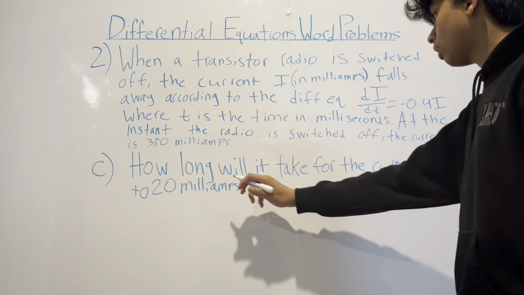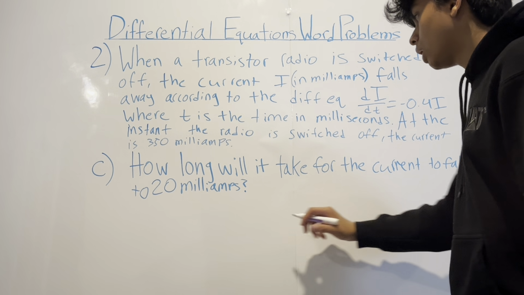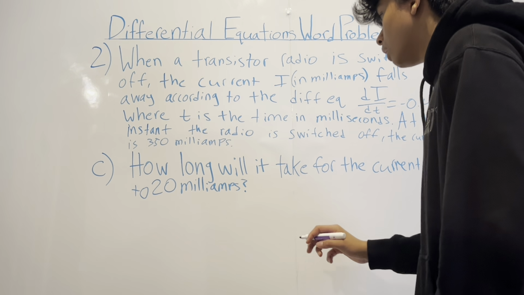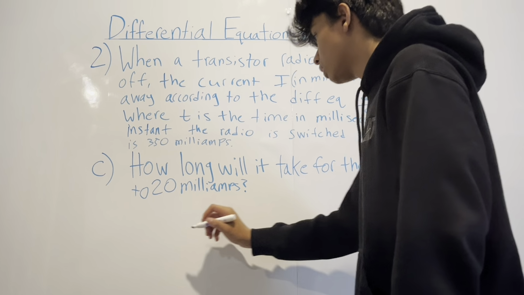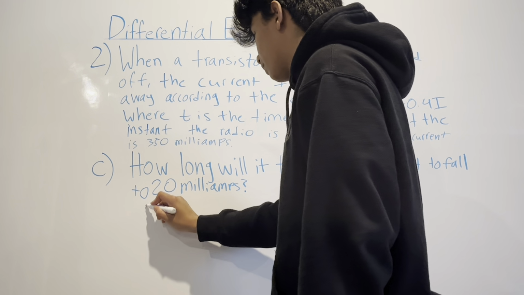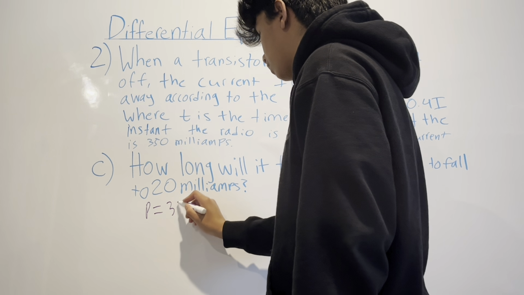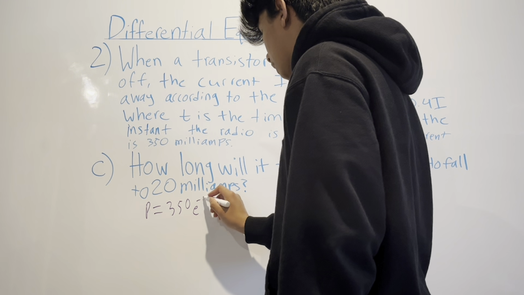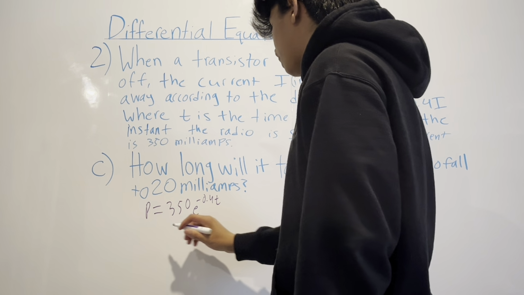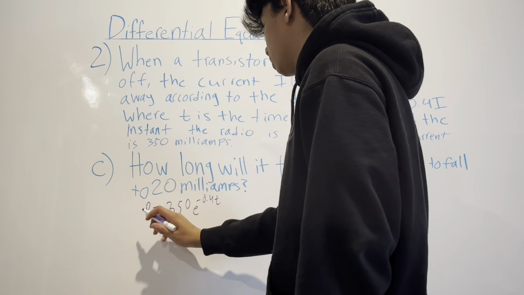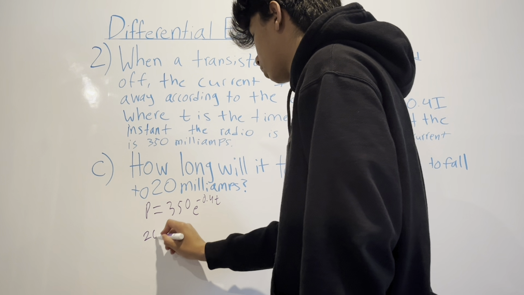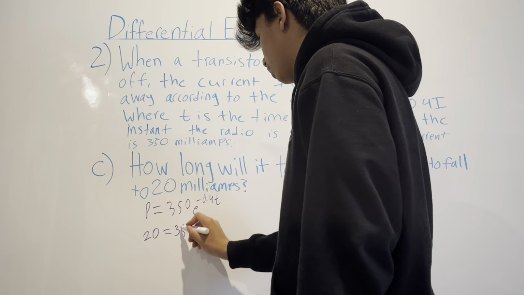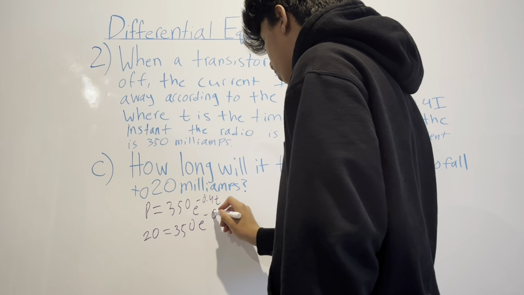Part C, we have how long will it take for the current to fall to 20 milliamps. So this time we're given the amount of milliamps, but we need to see how long it takes. So from our equation, P equals 350 e to the negative 0.4 t, we have to plug in 20 for our milliamps and solve for t. So this is just going to be 20 equals 350 e to the negative 0.4 t.